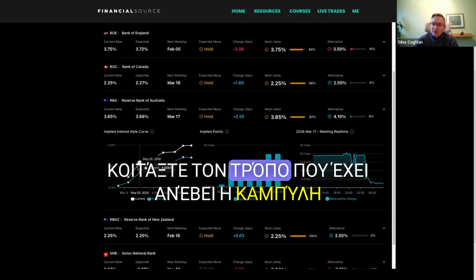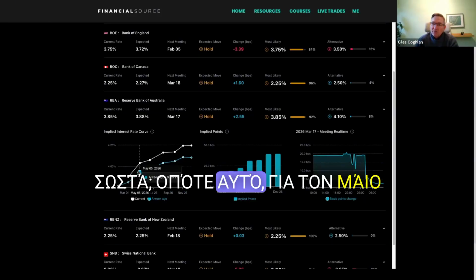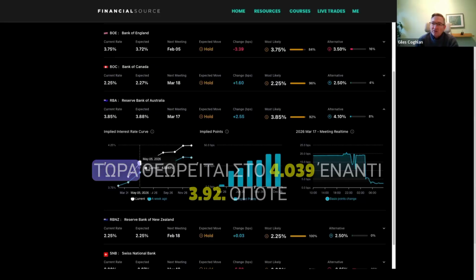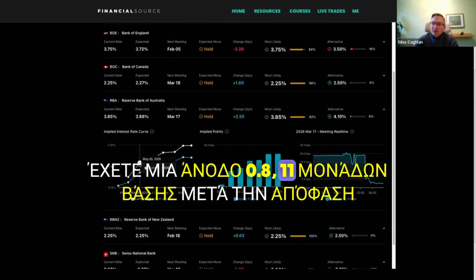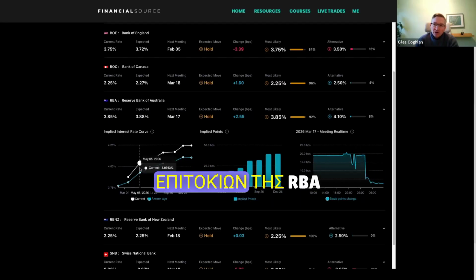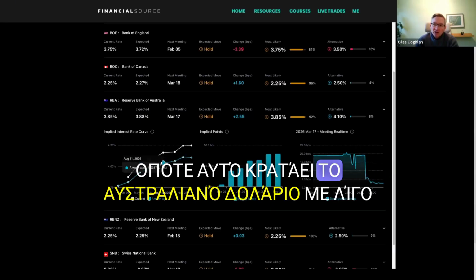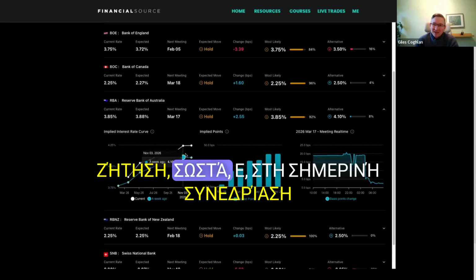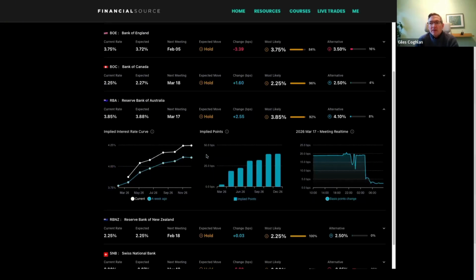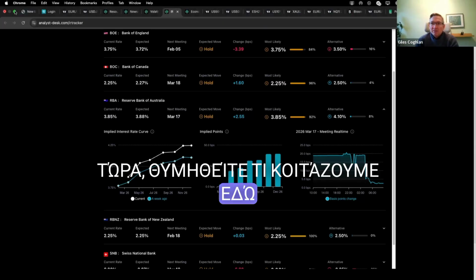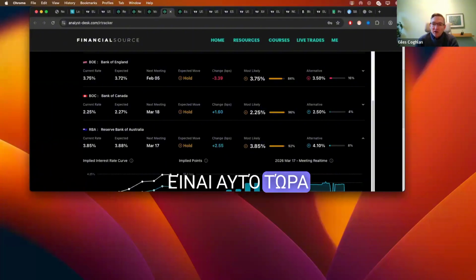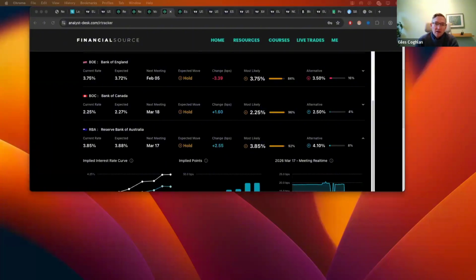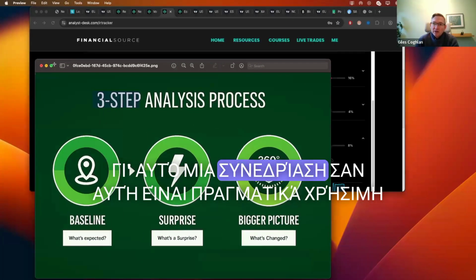But you notice, look at the way the curve has jumped, right? So that for May is now seen at 4.039 versus 3.92. So you've got an 11 basis point jump after the RBA interest rate decision. So that does keep the Australian dollar just gently bid, right, in today's session. Now, remember what we're looking at here. Even with a jump there, the question is this now, right? And this is why a session like this is really helpful.